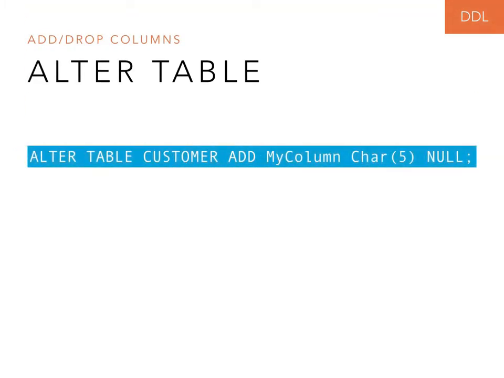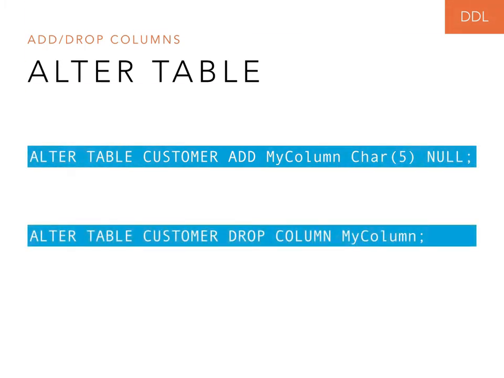So if we want to add a column to the table, you see here we're adding the column my column and giving its data type and constraints to the customer table. If we want to delete a column, we use alter table, table name, and then drop column name.